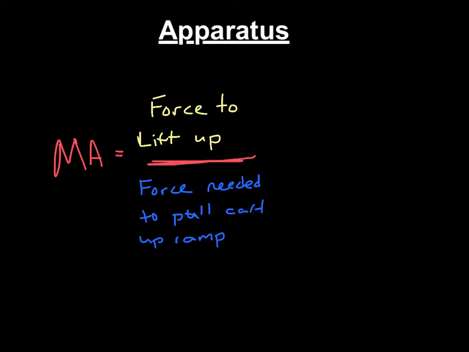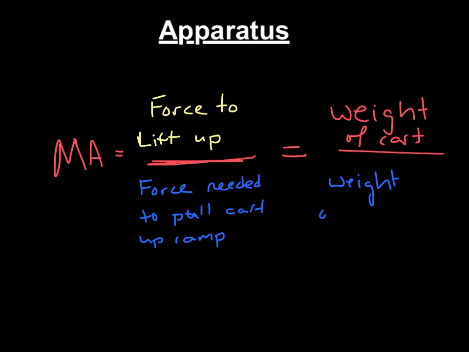So if we're taking another look at mechanical advantage, it's just the force to pick that cart straight up, which is the weight of the cart with the extra mass, over the force to push it up, which is the weight, in this case, of the hanging mass. So the mechanical advantage just tells you how hard it is to lift the cart straight up compared to how hard it is to pull the cart up the ramp.